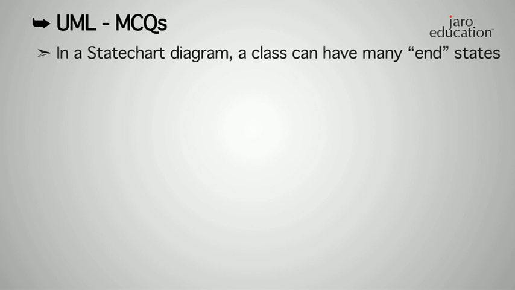Question 11. In a state chart diagram, a class can have many end states. True or false? What this means is that when a class's transition ends, there is a possibility that the end state of a class can be one of many, so it can either be in one state or the other, and so on. Can that happen? Very much it is possible, because in the example that we took about a leave application, finally the application will either be accepted or rejected, correct? So it can have more than one end state.